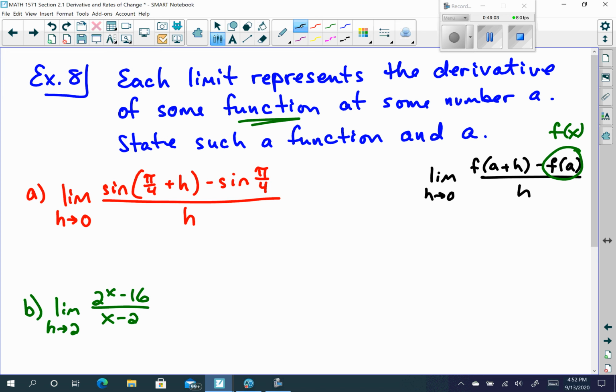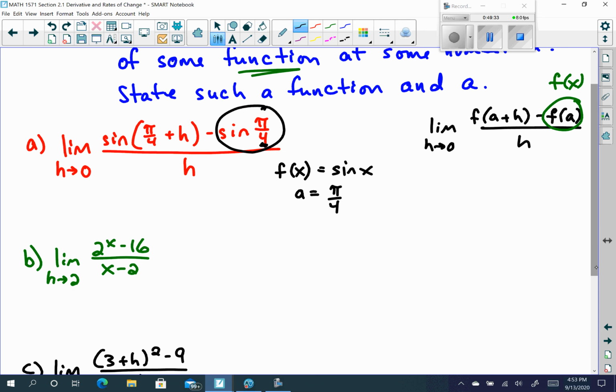And what we're looking at here is we go to this part right here. This tells me that f of x is really equal to sine of some value here. The specific value is pi over 4. A generic value is just x. So f of x is equal to sine x. A is what's already in there. A is the pi over 4. So that's all we're trying to do. Now that's a pretty straightforward example. This next one here for b, again, pause the video to copy this down.